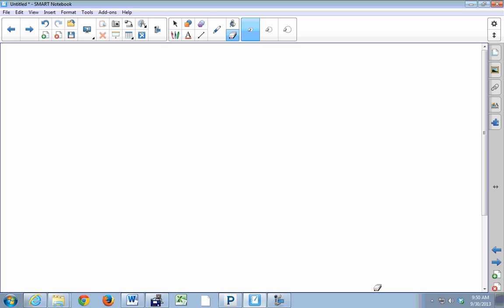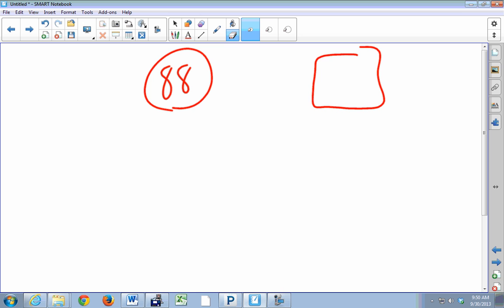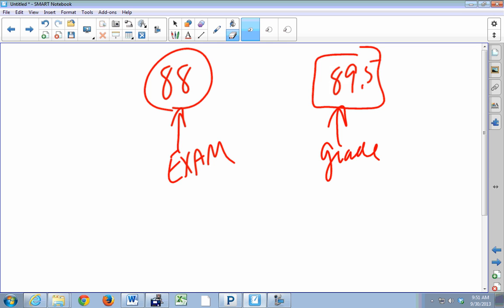I put two scores at the top of the exam. You might see a score like this, which might be in blue or black. And then over here in green is another score. This is your exam score. This is your course grade average to this point.